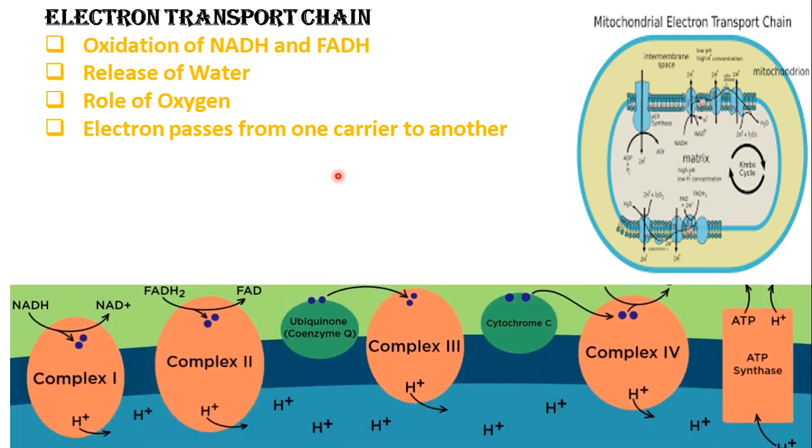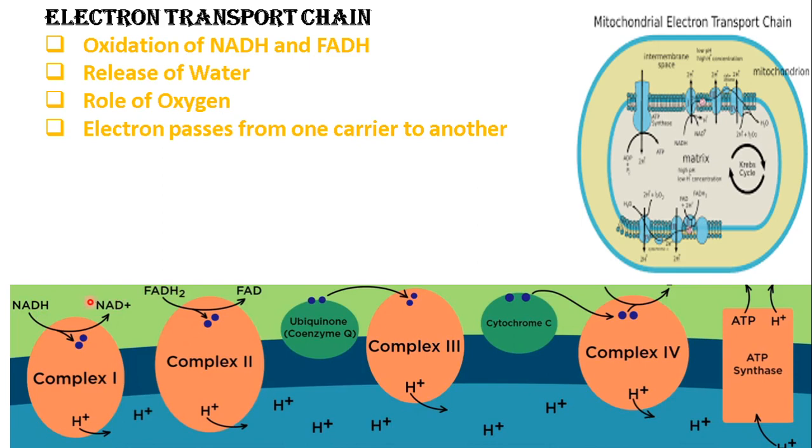So what are these carriers? These carriers I have shown here. These are the carriers that I've shown. These carriers can be named as complex 1, 2, 3, 4, and 5. What are these complexes? These complexes are made up of molecules which are capable of carrying electrons.